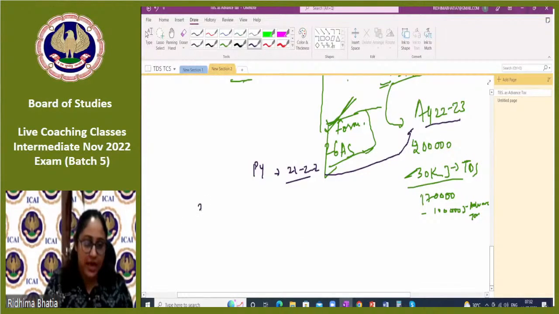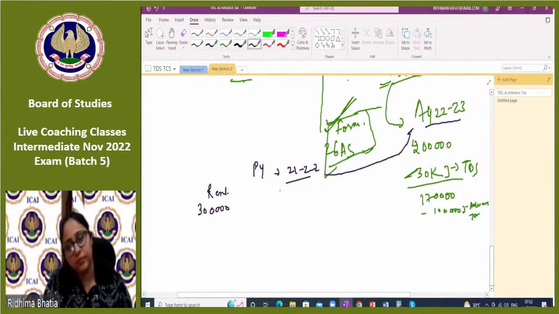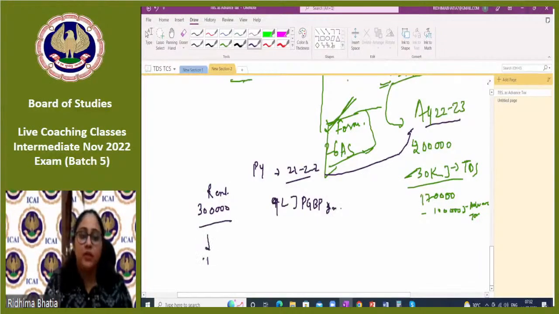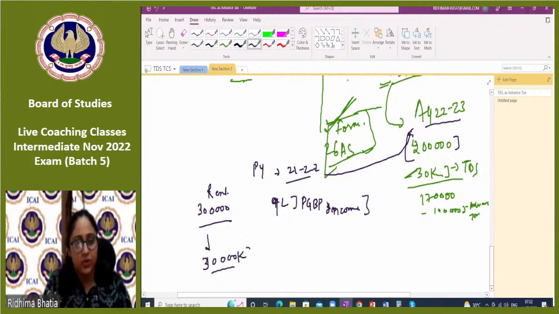Suppose there was 3 lakh का rent and 9 lakh का TGBP income. 3 lakh के rent पे already 30,000 TDS is deducted in the previous year 21-22 itself. 9 lakh का TGBP income. Now suppose my total income is coming to 12 lakh. So I'm assuming the tax liability would come after all these deductions. Income is 12 lakh. After all the deduction, tax liability is 2 lakh.